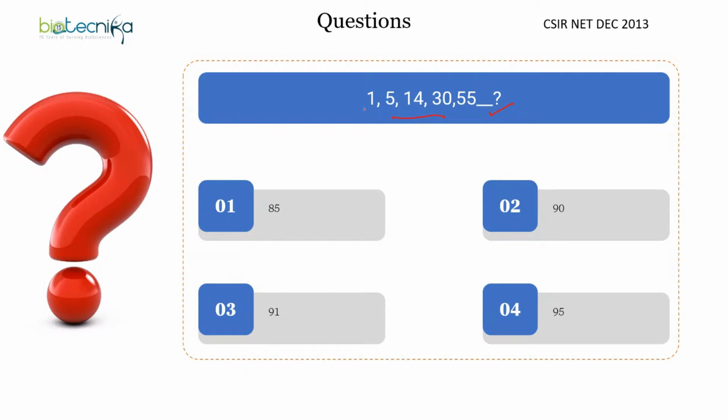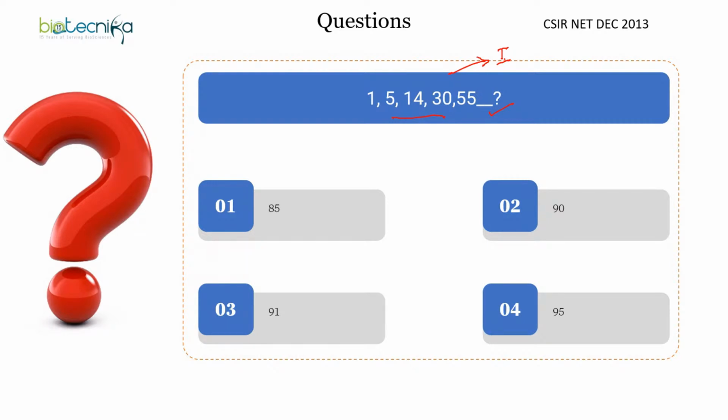So what is happening here? 1, 5, 14, 30, 55, I can see it is increasing. This is an increase case. So in the increase case, either addition, multiplication, cube, or square are possible, while division is a decrease case.